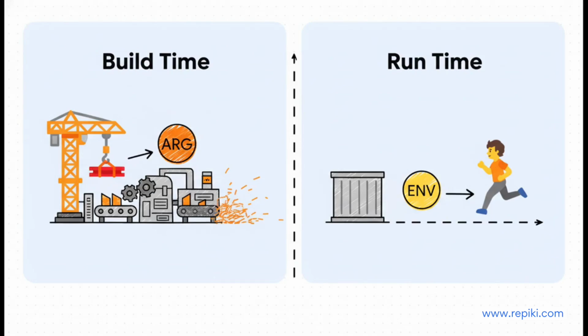Next, let's talk variables. ARG is a build time variable. It only exists while the image is being built. It's great for passing in things like version numbers. ENV, on the other hand, sets a true environment variable that gets baked into the final image and is available to your application when it actually runs. One is for build time, one is for runtime.